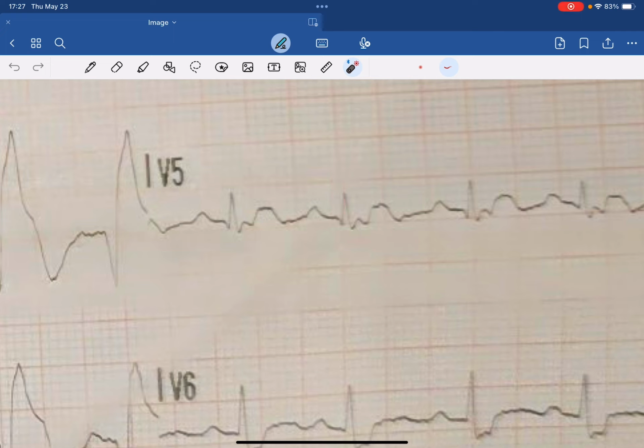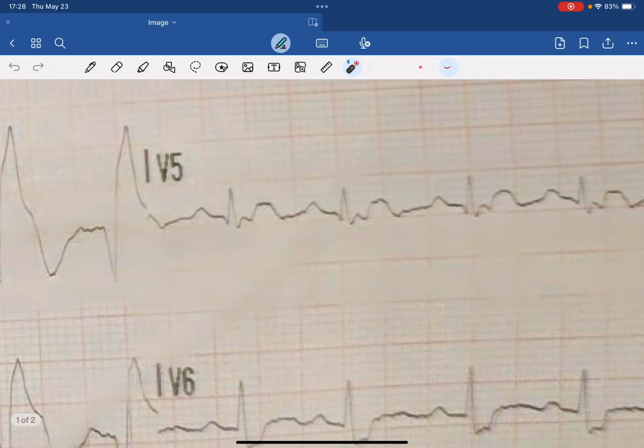And then what we're going to do is count how many boxes there are from the Q wave to the end of the QRS complex, which is right here at this location. When we do that, again, not a great example because it's a little blurry, there's like 1, 2, 3, 4 small boxes, which means that the total duration of the QRS complex is 160 milliseconds, or 4 small boxes.